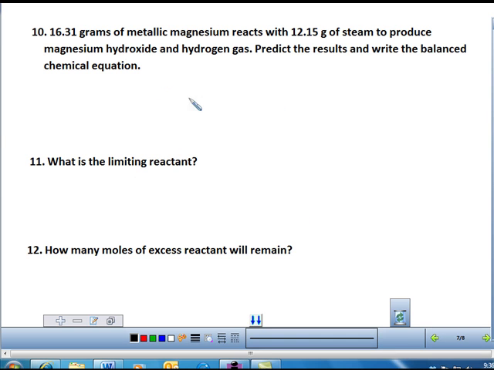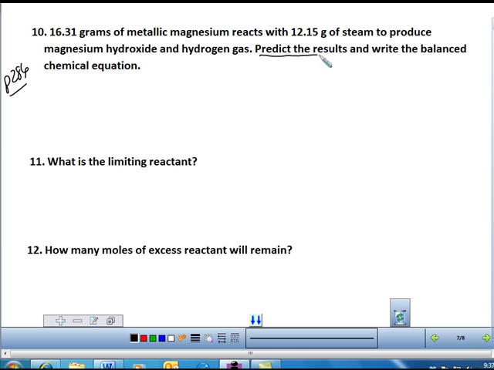Okay, so predict the results and write the balanced chemical equation. All right, so we look at magnesium, and you could say to yourself, whoa, is magnesium going to be able to pull the hydrogen out of steam? You could go to page 286, the activity series, and it would tell you. But you also have to understand that this is telling you we produced magnesium hydroxide and hydrogen gas. So this equation is telling you that it goes forward, okay?